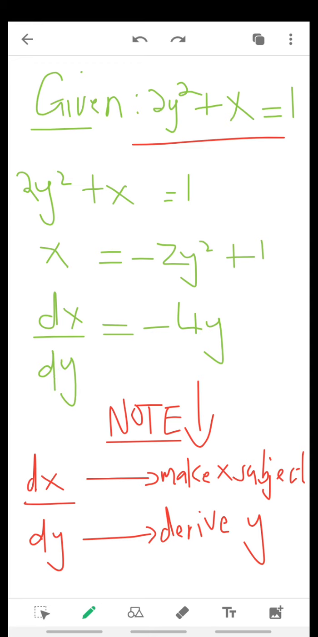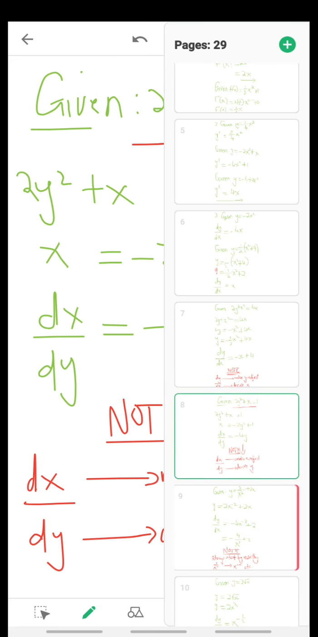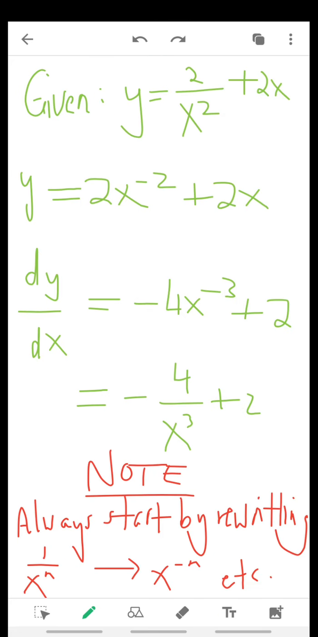Now I have x equal to, then dx over dy, I'm happy, meaning now I'm deriving the variable y. So minus 2 times 2 is a minus 4. Subtract the 1 on the exponent is 1. Okay, then the derivative of a constant is 0. So the final answer is minus 4y. Okay, now next up we want to look at this example.